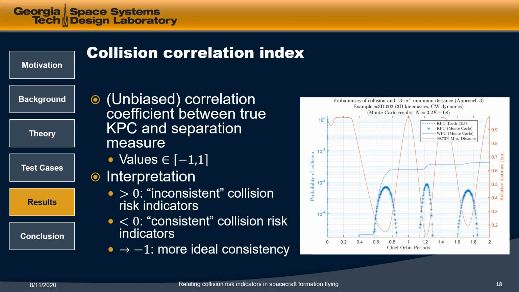We introduced the collision correlation index, which is the correlation coefficient between the unbiased waveforms of the true KPC and some separation measure. Through this definition, the notion of consistency between collision risk indicators is formalized by stating that the collision correlation index should be negative. More or less, this would imply that agent separation is reduced while collision probability increases, and vice versa, as seen on the chart. Therefore, the more consistent the waveforms are, the closer the collision correlation index should be to -1.